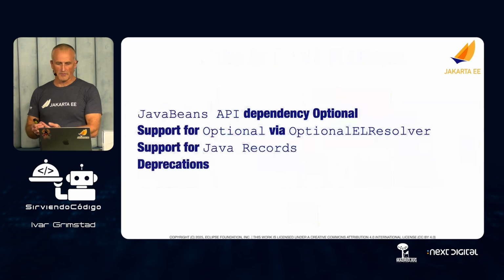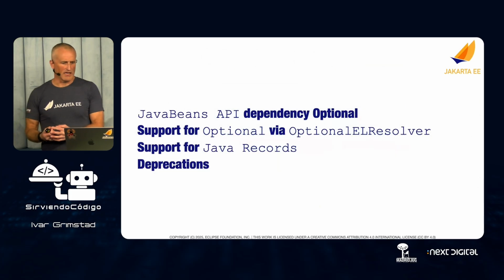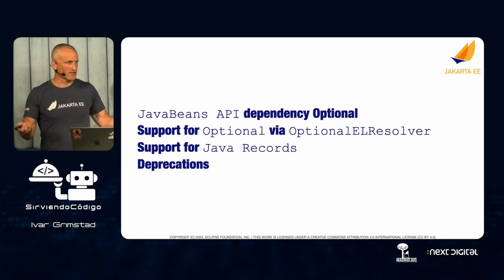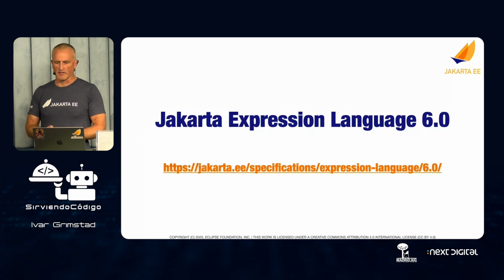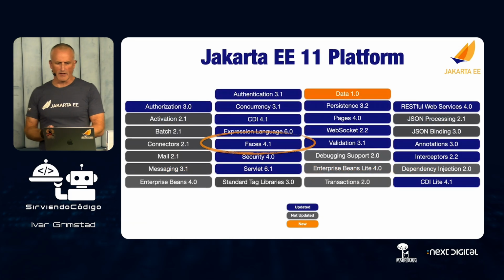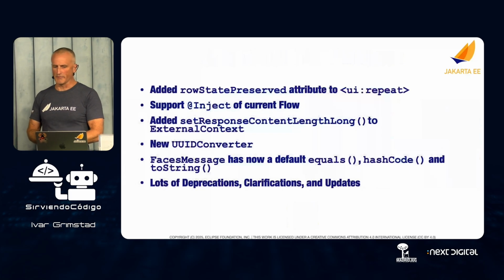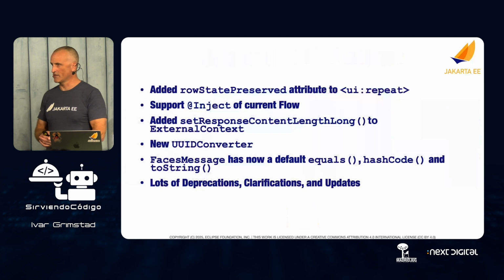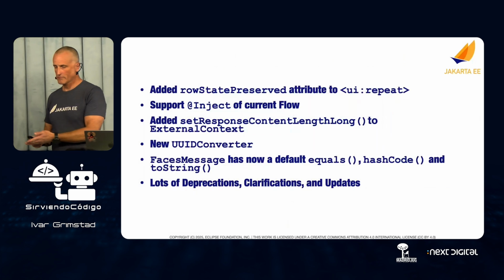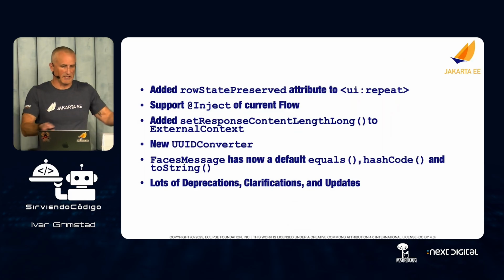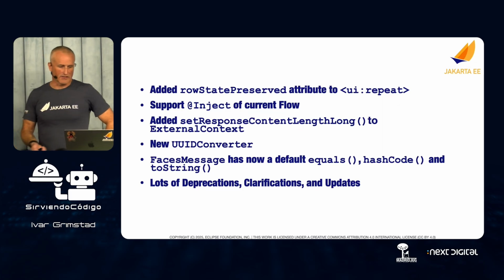Expression Language. This is also more of an update release. They support Java records, since records is a common theme of this release, and a lot of deprecations here and there. But it's not a very big update. It's basically used by Faces, more or less. And Faces is also doing a lot of maintenance, a lot of clarifications in the specification documents, updates, deprecations here and there. A UUID converter. So if you're using Faces, you can use the UUID directly and not have to create the UUID yourself in the code.